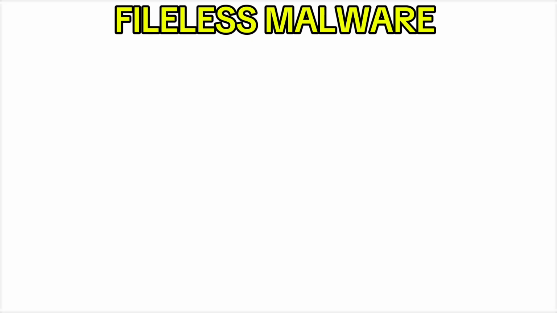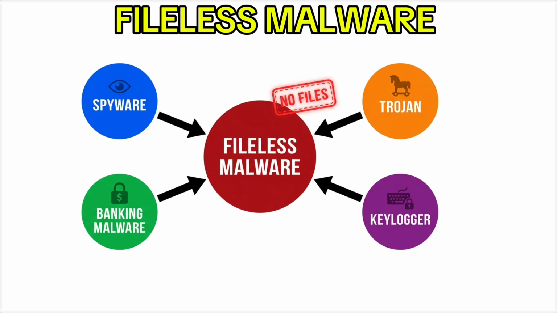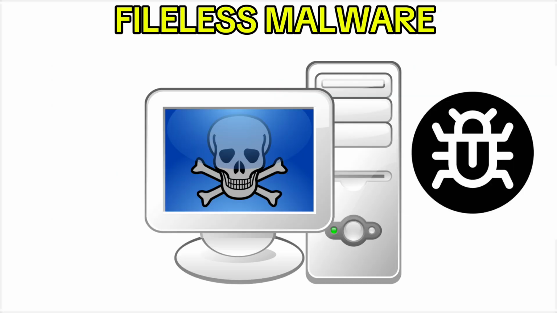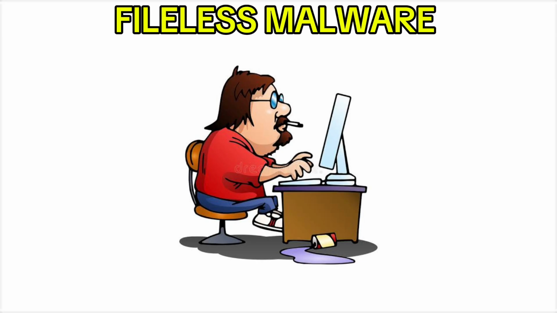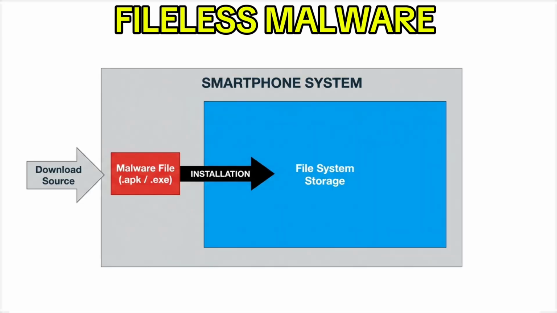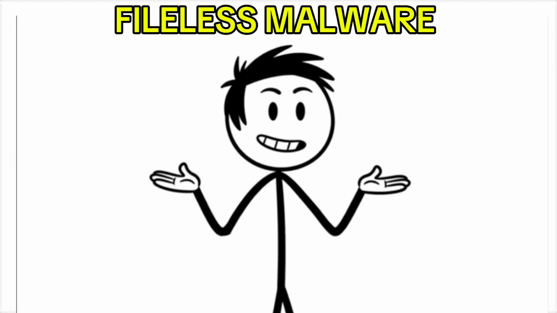Fileless malware. Fileless malware is a new and very sneaky type of attack. Normal malware installs a file on your phone, but fileless malware lives only in your phone's memory. It never saves itself as a file, so most antivirus apps cannot find it. When you restart your phone, it can disappear, but the damage is already done.